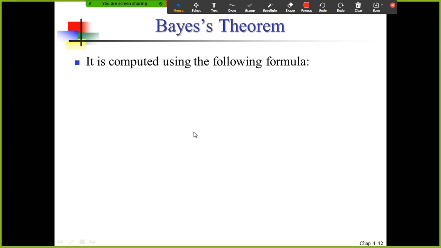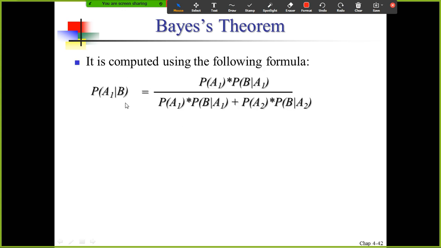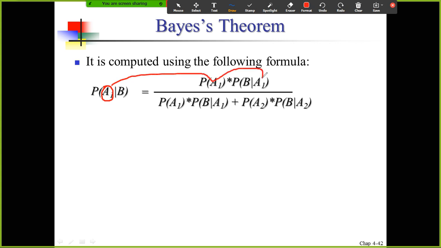So it is computed by using the formula here. B represents the fail test result, A1 is male. That's why this is the probability that, among the fail test result students, the student is male. Maybe this is the other node. This is A1, A1, A1 fail test. This we call joint probability.